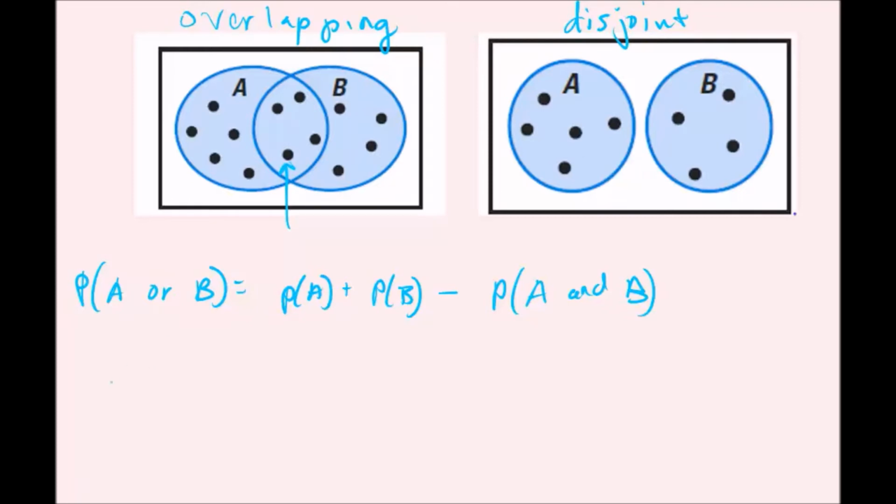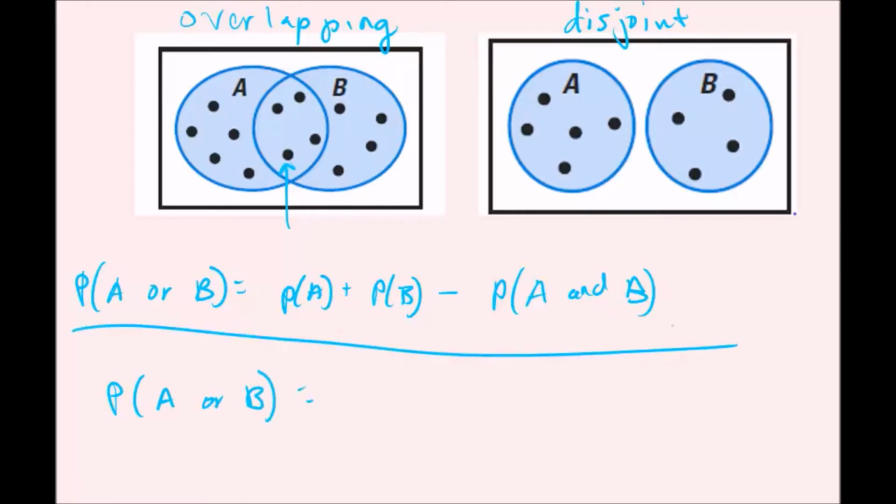If the events are disjoint and they don't overlap at all, then when it says what's the probability of A or B occurring, it's just the probability of A plus the probability of B. So it's actually a lot nicer when it's disjoint because we don't need to subtract anything afterwards.